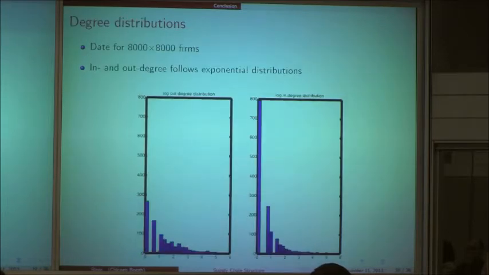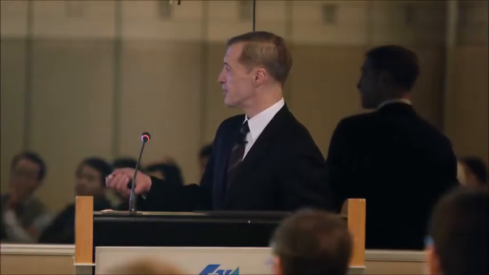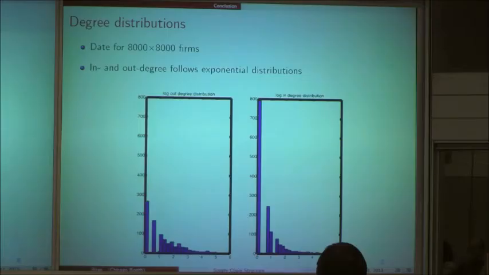If I look at the in and out degrees, so this is how many firms each of the firms in the database are connected to, you see something that looks almost like an exponential distribution here. So there are a large number of firms that have very few connections, and then some that have very many connections. So that's the structure of this network.